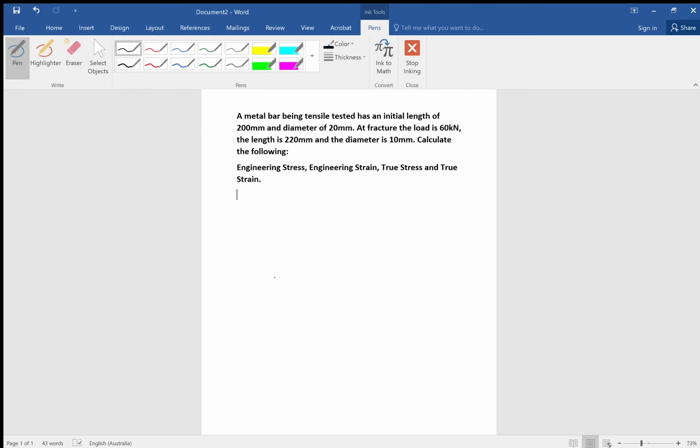Okay, so let's do our engineering strain first. So the formula is the change in the length, delta L, where delta means change in length, over the original length. Okay, so we know that at the start, the initial length is 200, and at the end, it's 220. So if we go 220 minus 200, that's going to be delta L, the change in length. So we end up with 20 millimeters.